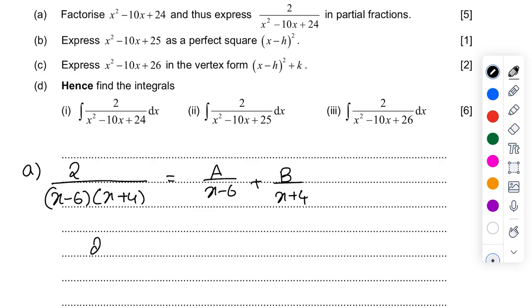Now, what do I get from that? 2 equals a times x plus 4 plus b times x minus 6. Plug in x equals 6. You will be getting the value of a as 1, and plug in x equals negative 4. Then 2 equals negative.